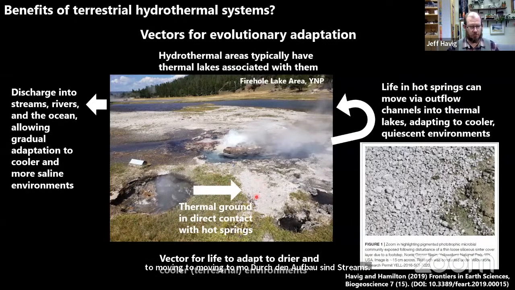And thermal ground is in contact with hydrothermal systems too. This provides a vector for life to adapt to drier and cooler environments. This is an image from a paper Trinity and I put out looking at hypoliths, and how these hypoliths might actually be a proxy for how life first was able to adapt to living on continental surfaces.